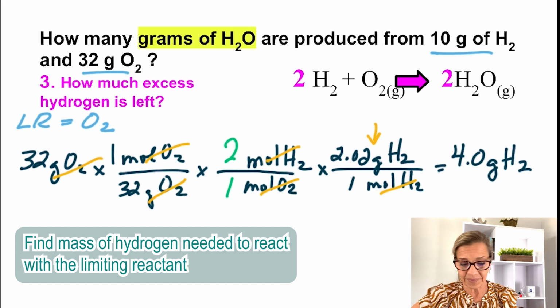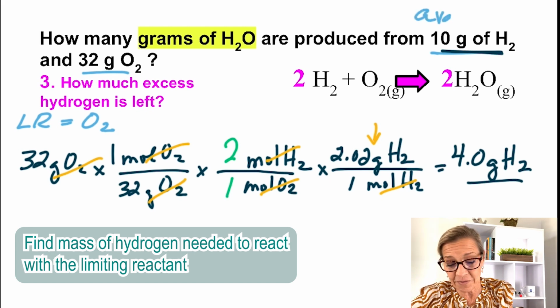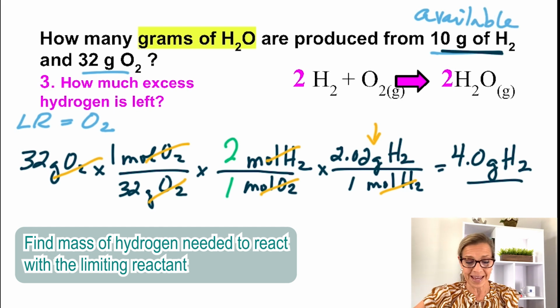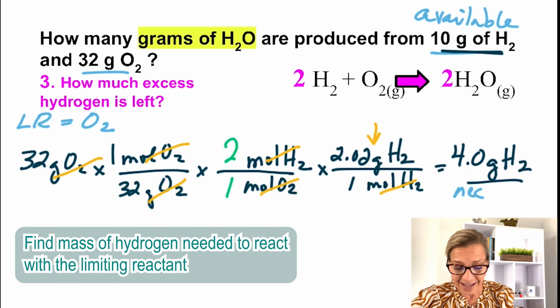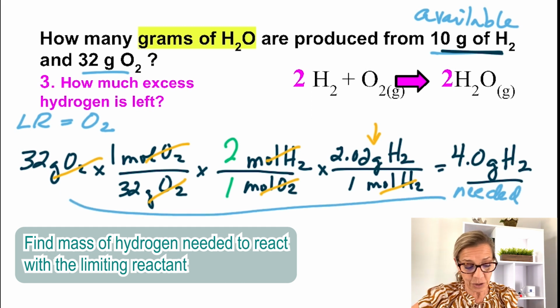Now, tricky thing, I have two numbers related to grams of hydrogen on my paper. And so what I want to do is label these. I'm going to go up to the top and say, this is available, because that's what I started with. And then this I like to call needed. Needed for what? Needed to react with my limiting reactant. And so that amount of oxygen will consume 4 grams.